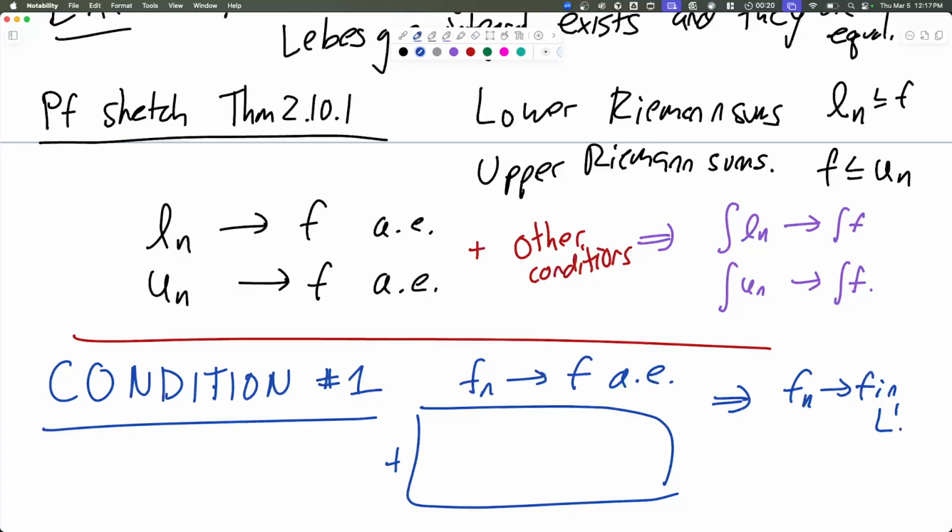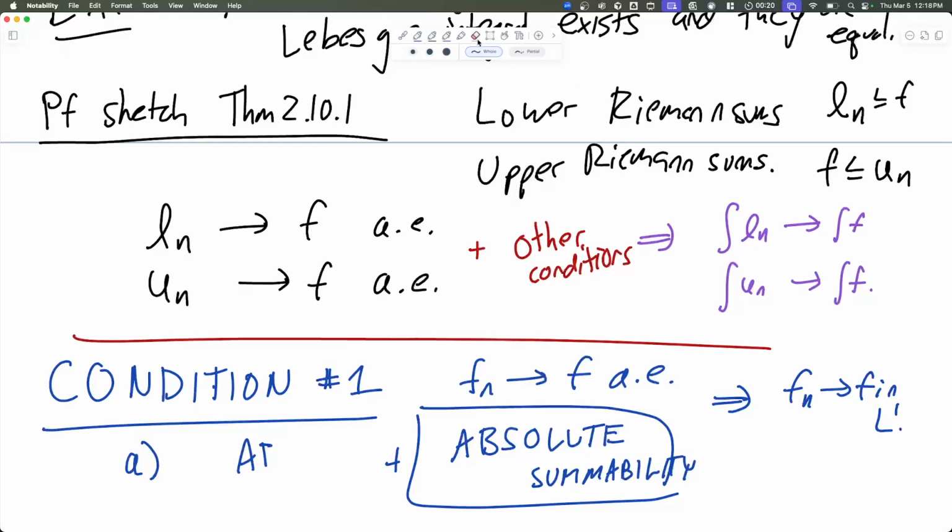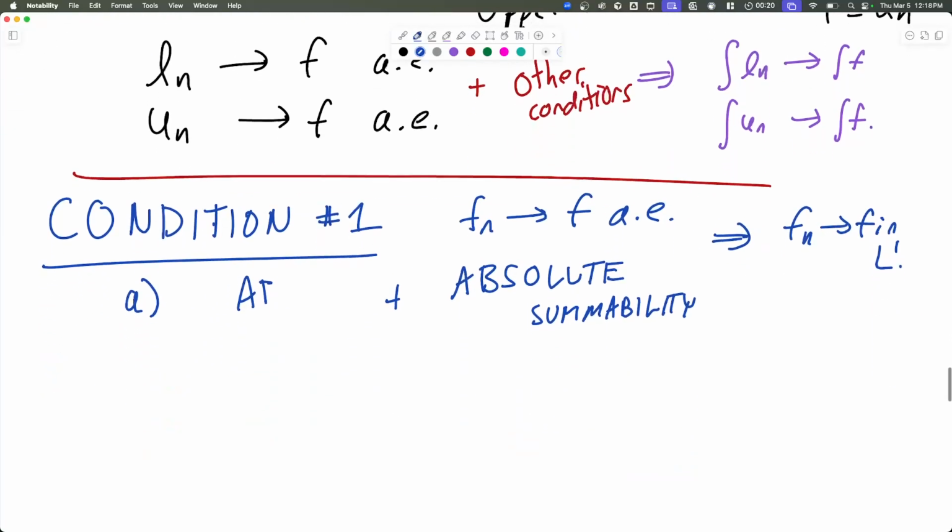Condition A, exactly. It's the absolute summability condition. So condition A, absolute summability. If you have absolute summability and f_n goes to f, then it goes to f in L1 as well. And very specifically, I will give you the statement of a theorem.